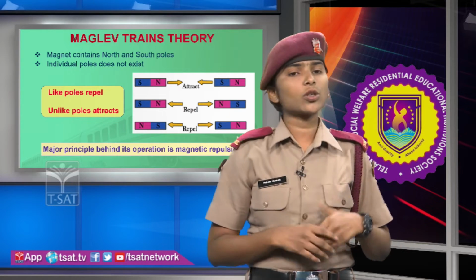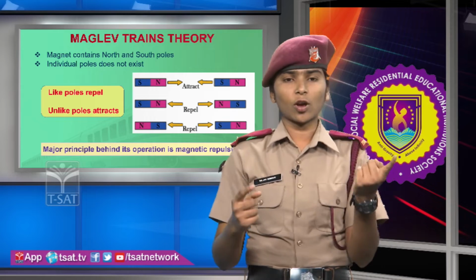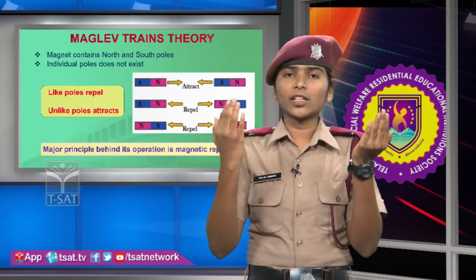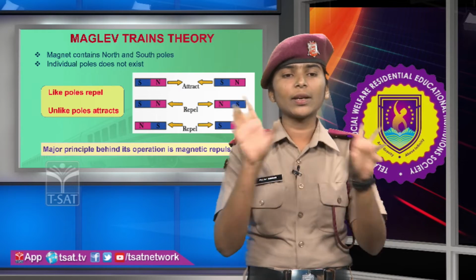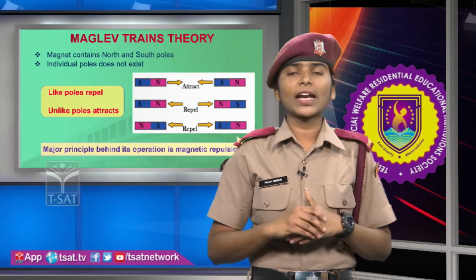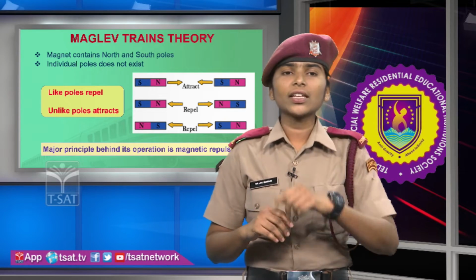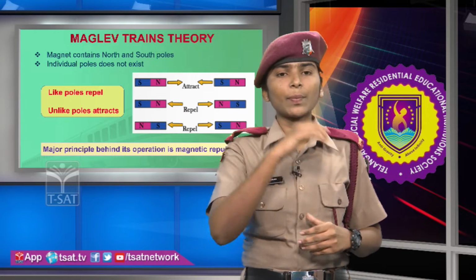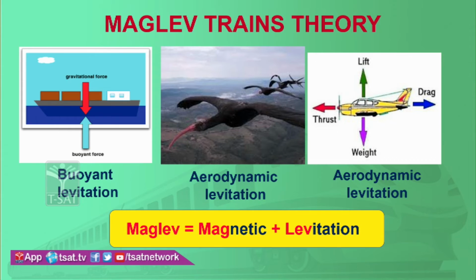Here the image clearly shows the north pole and the south pole, where the north and south poles are attracting, and the north and north poles are repelling. Before going on to explain the Maglev train function deeply, let me say the major principle behind the Maglev train operation is magnetic repulsion. Maglev train's theory: this Maglev train is a train which floats above the track about 10 centimeters. That is called magnetic levitation.